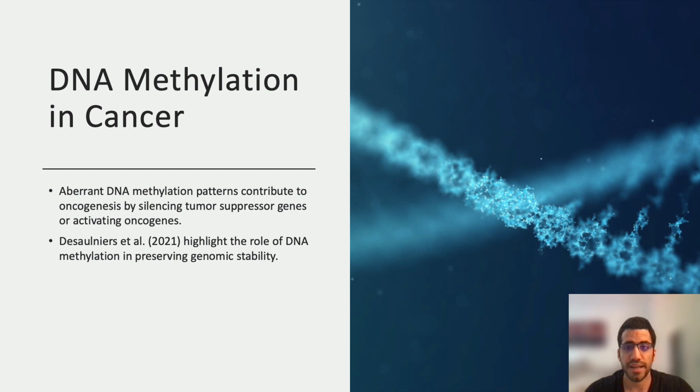DNA methylation plays an important role in preserving genomic stability. This is achieved by preventing the activation of transposable elements and repetitive sequences within the genome. For example, hypermethylating these areas ensures the integrity of the genome, and this is how DNA methylation prevents cancer.